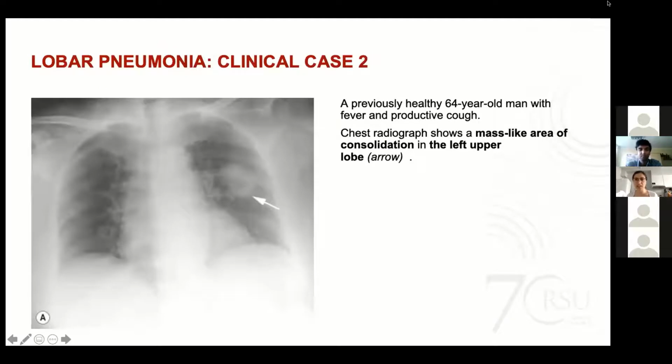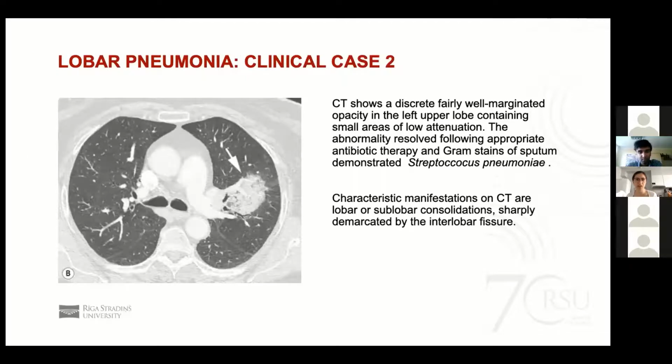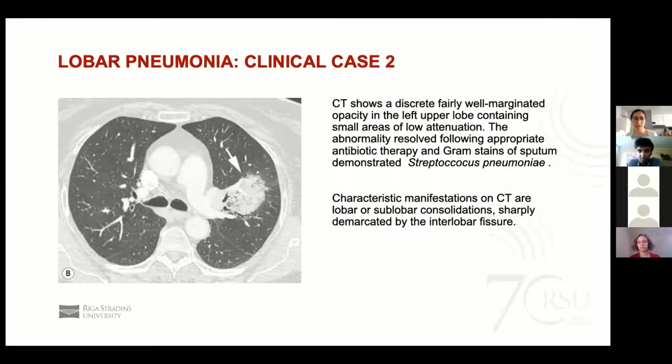And the next clinical case is from a previously healthy 64-year-old man with fever and productive cough. In this picture you can see the mass at the white arrow, a white grayish area, which is called consolidation, in the left upper lobe. Yes, and this is a continuation of the previous case, showing the same patient, but in the CT showing a consolidation, as you can see at the white arrow, pointing at this whitish grayish mass, which is well marginated, meaning it's not scattered, it's in one location.